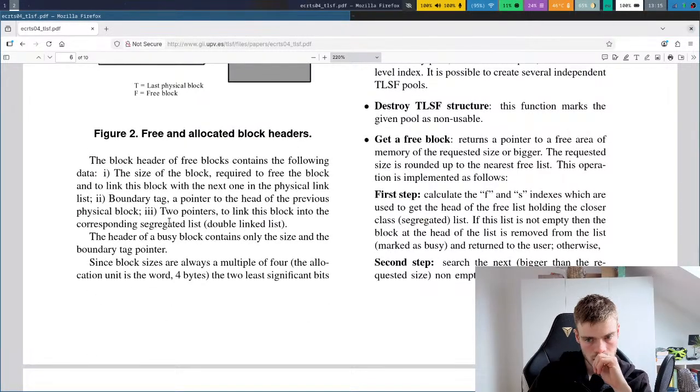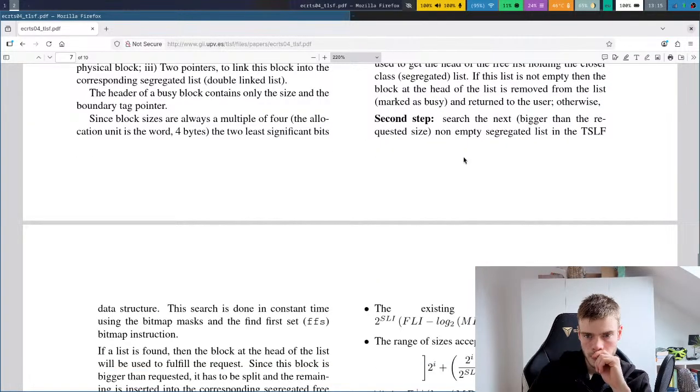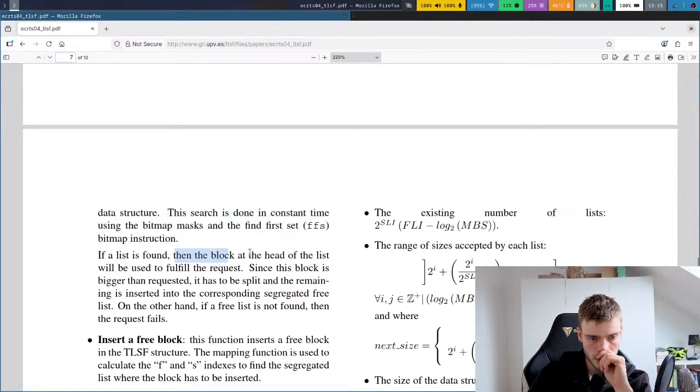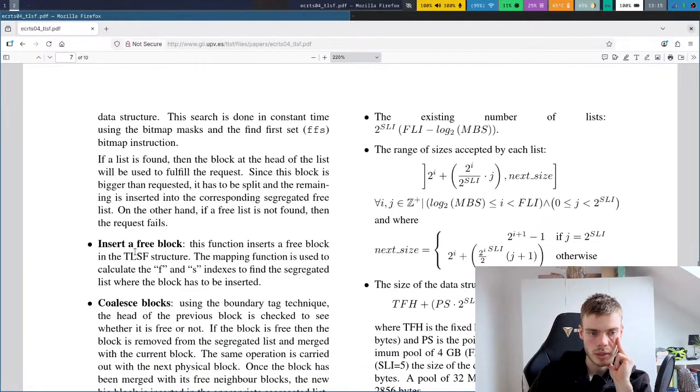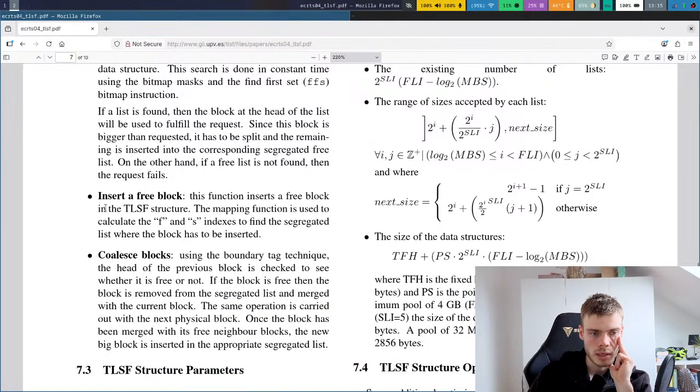What? Otherwise, search for the next list. If a list is found, then the block at the head of the list will fulfill the request. Since this block is bigger than the requested size, it has to be split, and the remaining part inserted into the corresponding segregated list. And if a free list is not found, then the request fails.